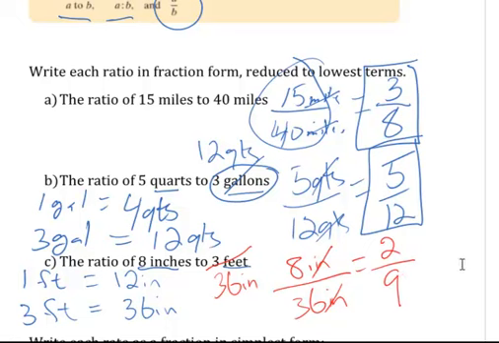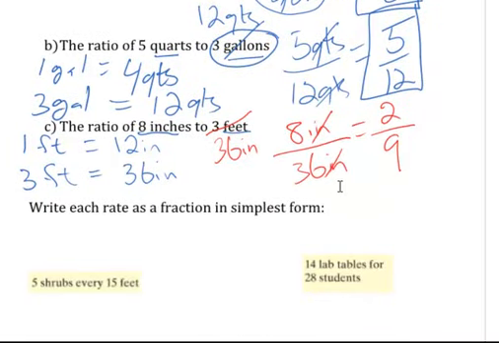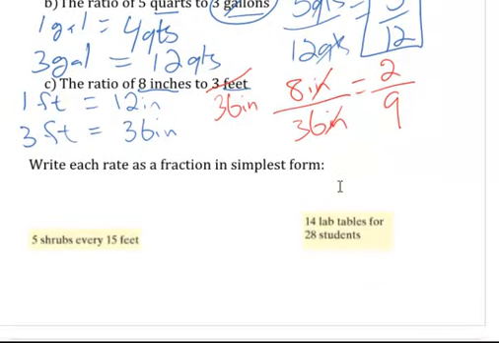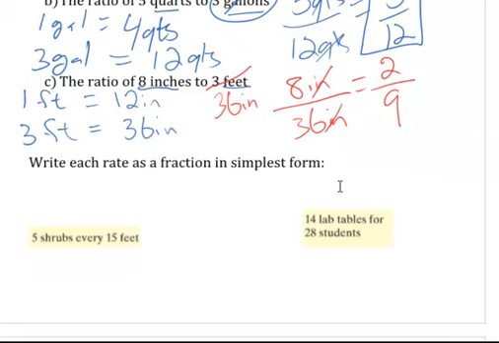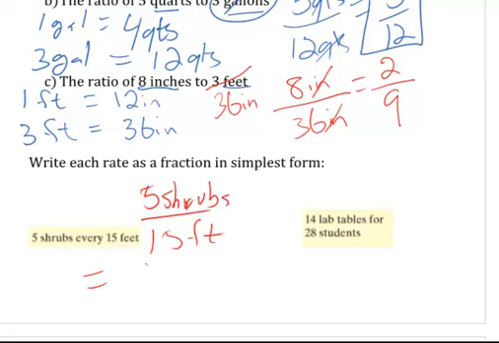Now, the difference between a ratio and a rate, in a ratio, the units are going to be the same. If you notice, we had miles to miles. We did some conversion, quarts to quarts, and inches to inches. In a rate, the units are not going to be the same. So 5 shrubs for every 15 feet. So I'm going to do 5 shrubs over 15 feet. I can reduce my numbers, and that's going to be 1 shrub for every 3 feet.